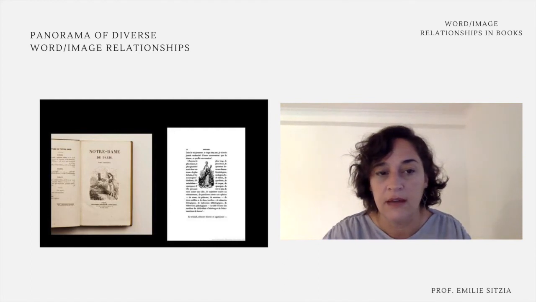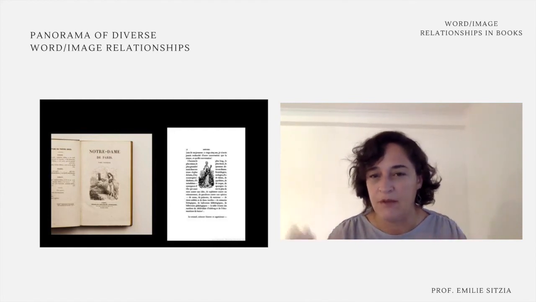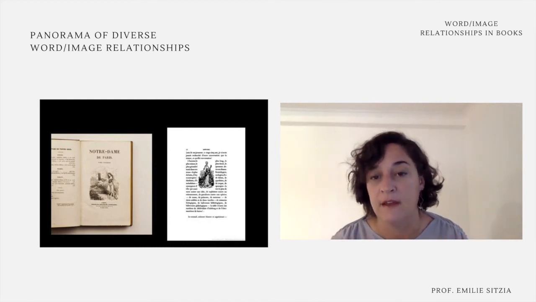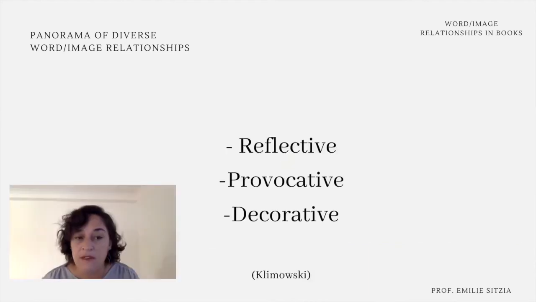So I have a couple of examples here just to give you a little bit of panorama, and also to help you think through those relationships. And again, it's not something that's solved. It's something that is very much a matter of discussion and very much changing depending on the context that you're looking at. Klimovsky has established three categories to define these relationships. He thinks that the image can be reflective, so help people think further than the text, provocative, so challenging the text, or decorative, really just as an ornament.